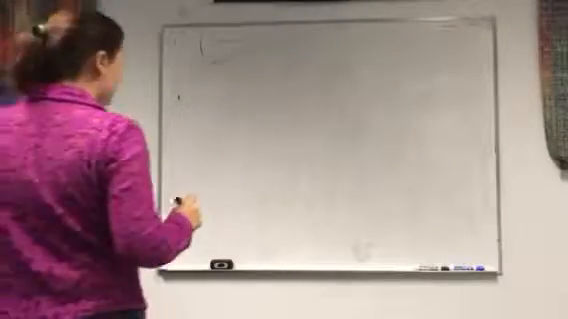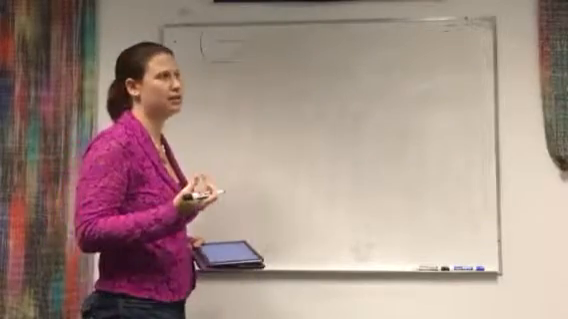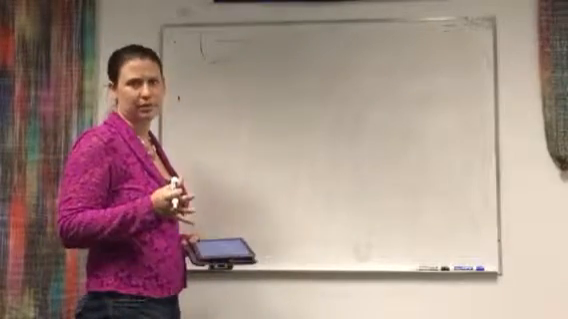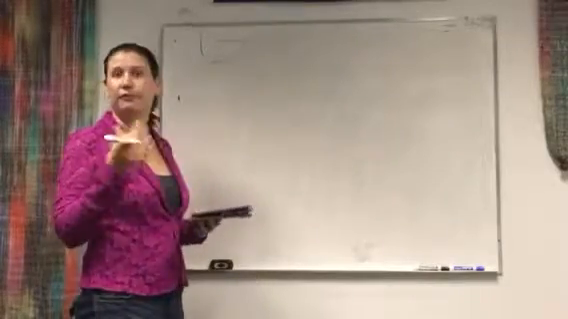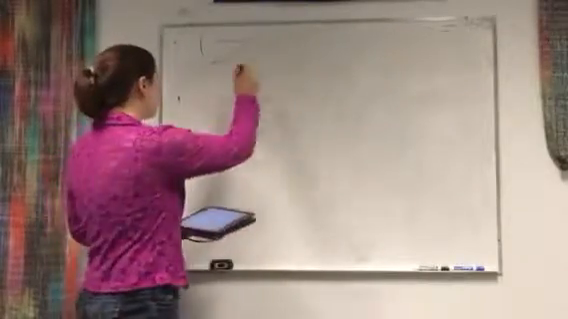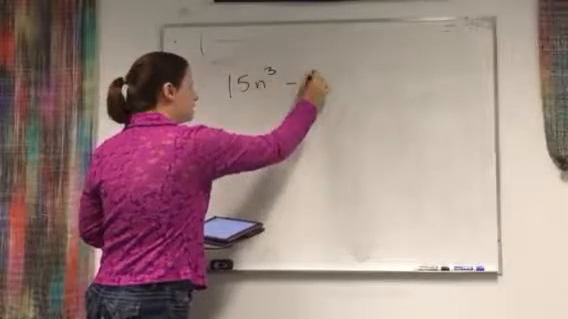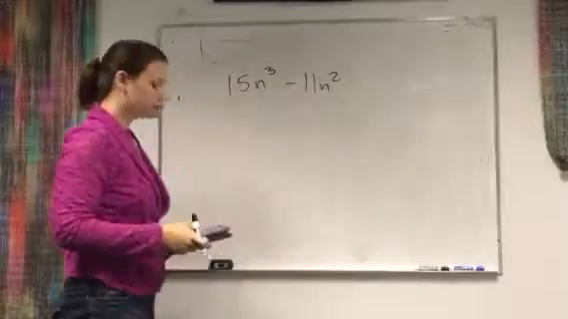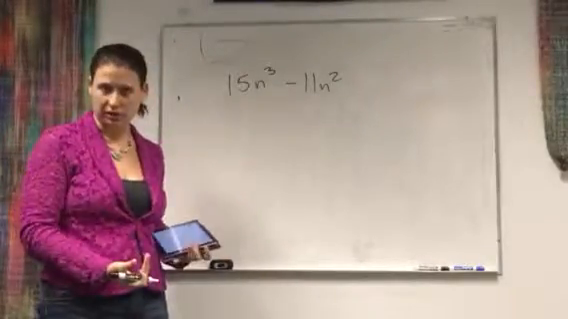Okay, so this lesson is on basic factoring, so GCFs and those types of things, not on trinomial and polynomial factoring like FOIL. Okay, so if we have 15n to the third minus 11n squared, this is basically factoring out common things, okay?